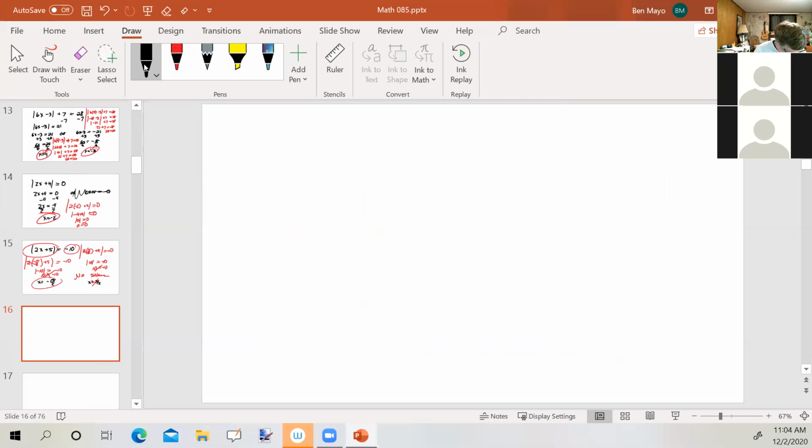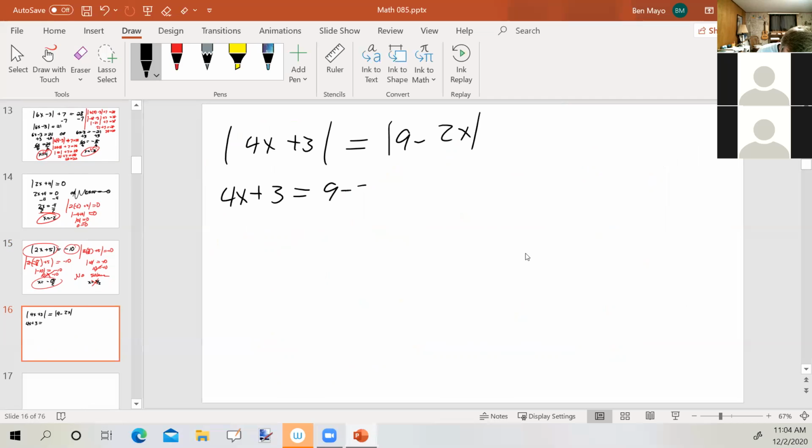Let's say we've got an equation where you've got one absolute value equal to another absolute value. So here you've got two cases. What's inside of one equals what's inside of the other, or what's inside of one equals the opposite of what's inside of the other. Recall there's 4 cases, but when we look at them, there's only 2 that are unique.